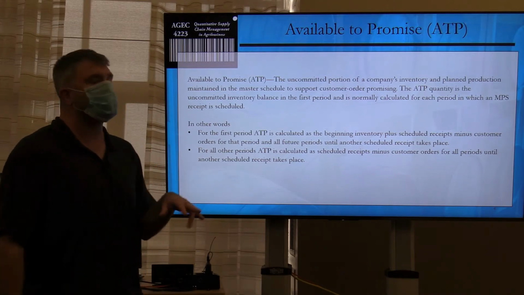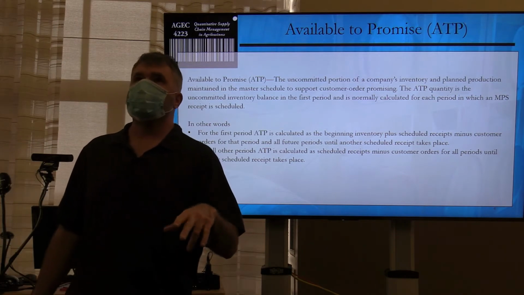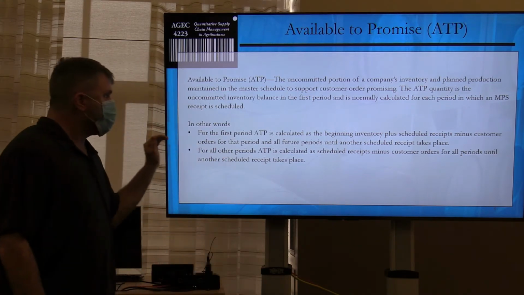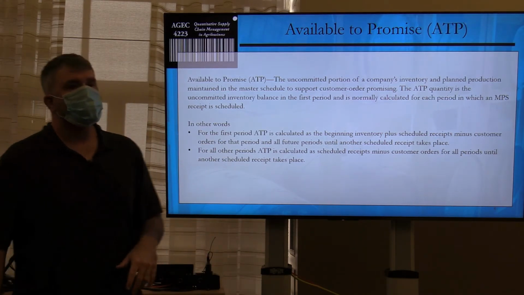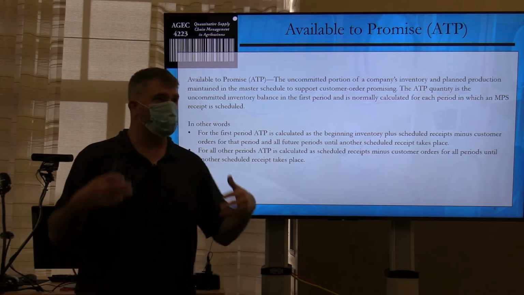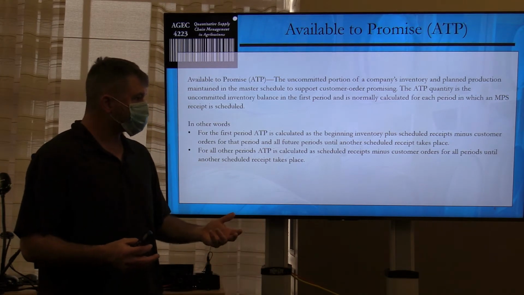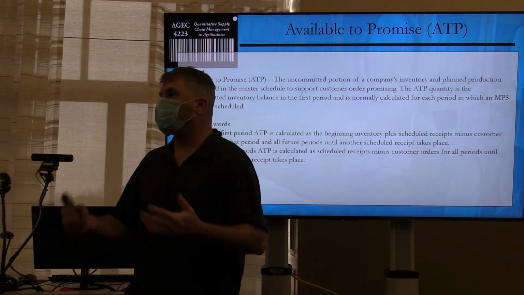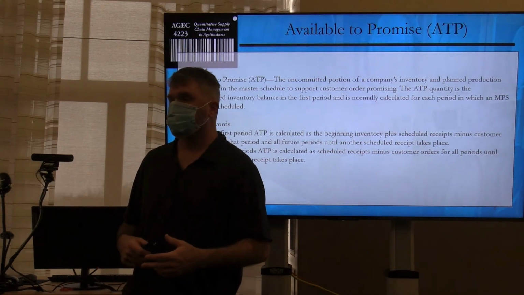Now here's the 2 rules of thumb. ATP is calculated the same all the time. For the most part, the first period is different though. And so it says, in the first period, the amount you can promise is your beginning inventory plus scheduled receipts minus customer orders.